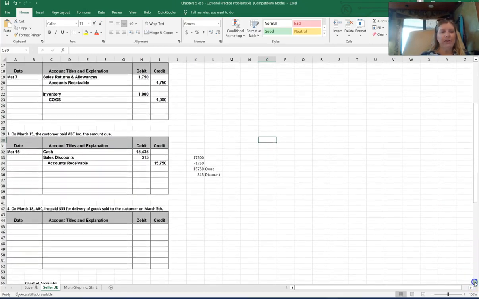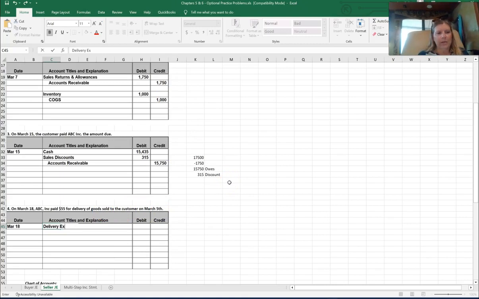The very last thing we have to do is record what would happen if we, as the seller, had to pay the delivery cost, the cost to get those goods to the customer. Sometimes the customer is going to pay the delivery charge. Sometimes we're going to pay the delivery charge as the seller. If the seller pays the delivery charge, let me just write the date here. It's March 18th. If the seller pays the delivery charge, it's an expense to the accounting records for the seller. It says on March 18th, we paid $55 for delivery of goods to the customer that purchased those goods on March 5th. So delivery expense, it may be labeled something different.